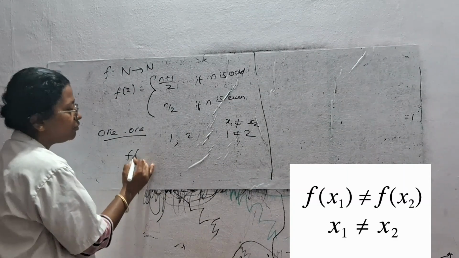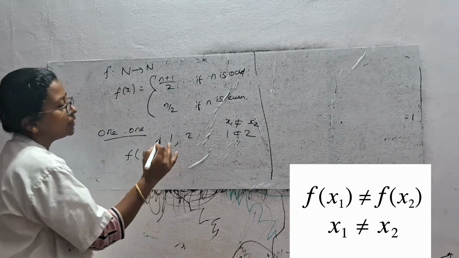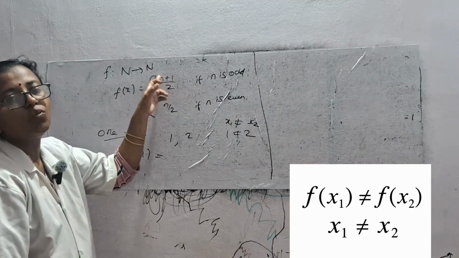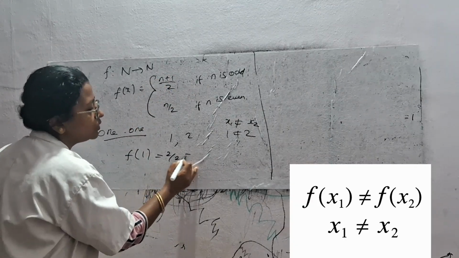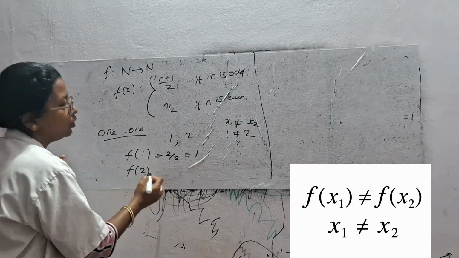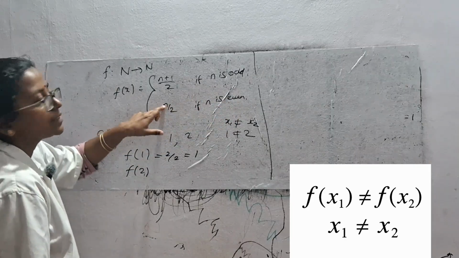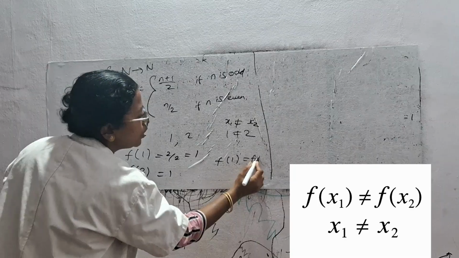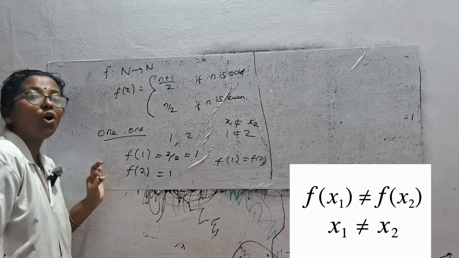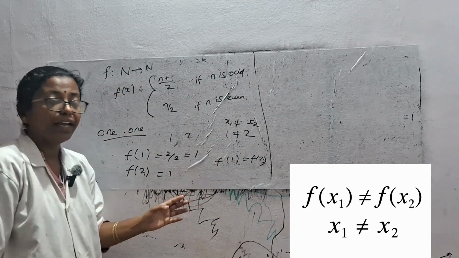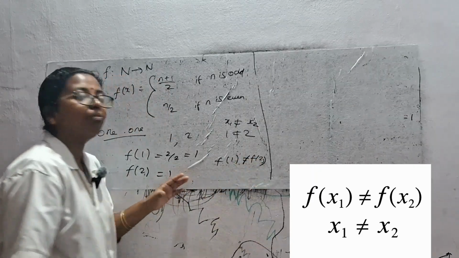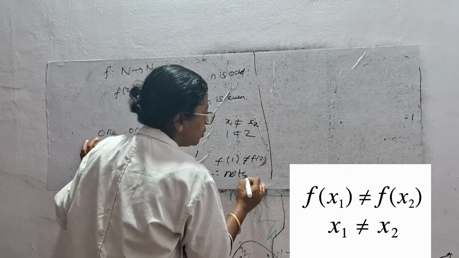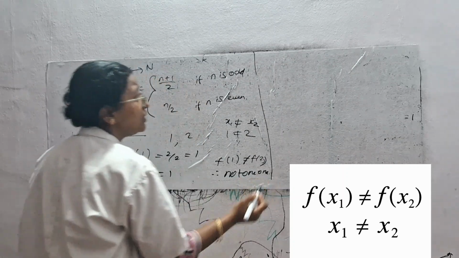For example, if I take f of x1 as 1, 1 is an odd number. For an odd number I get 1 plus 1, 2 by 2 is equal to 1. Another one, 2. 2 is an even number. For an even number, it is 2 by 2, which is also 1. So f of 1 is equal to f of 2. Here I am taking x1 not equal to x2. Then I should get f of 1 not equal to f of 2. But I am getting a contradictory result. So it is not 1 to 1. Next, onto.